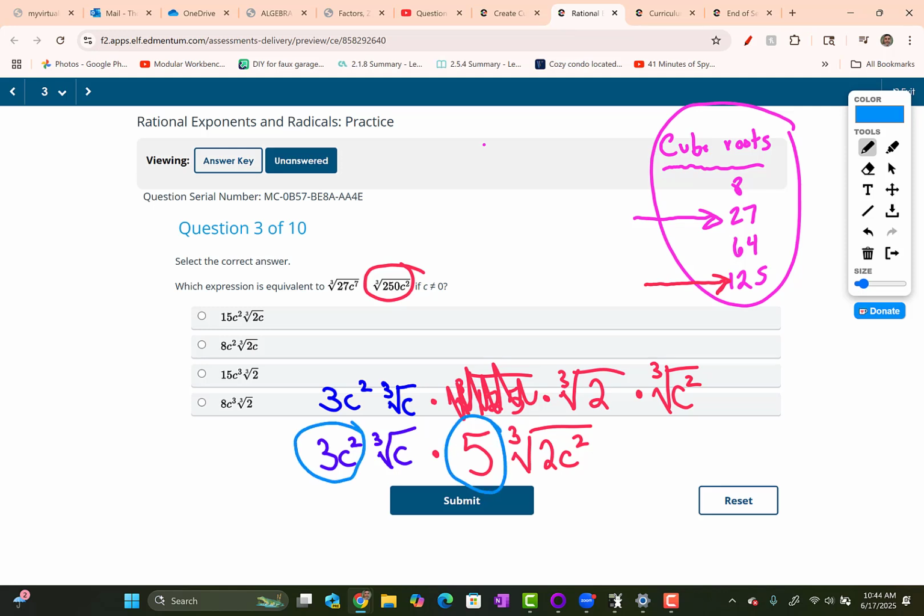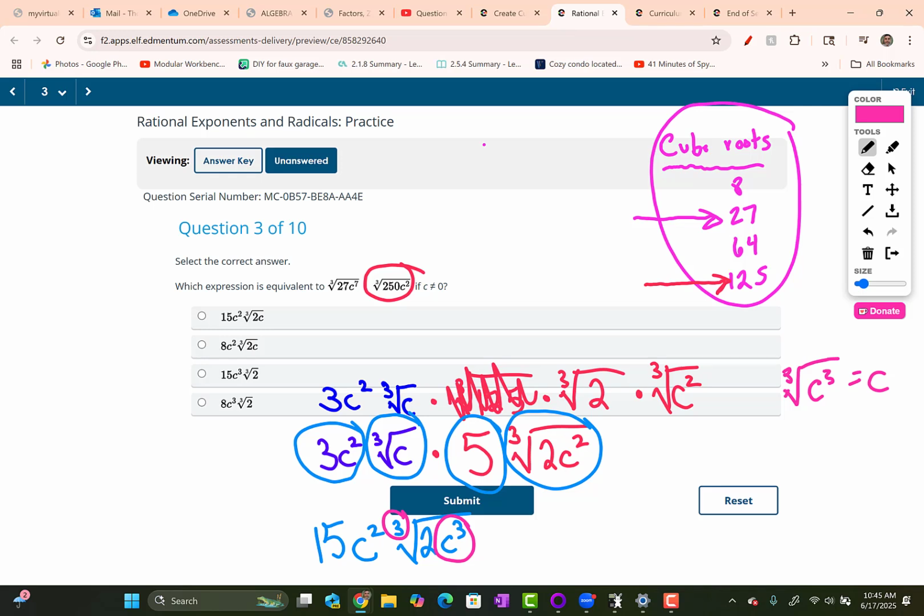3c squared times 5 is 15c squared. And then the cube root of c times the cube root of 2c squared is the cube root of 2c cubed. And then finally, we can simplify this just a little bit further because we've got the cube root of c to the 3rd. The cube root, let's do this off to the side, of c to the 3rd is just c. And that's because 3 is divisible by 3.